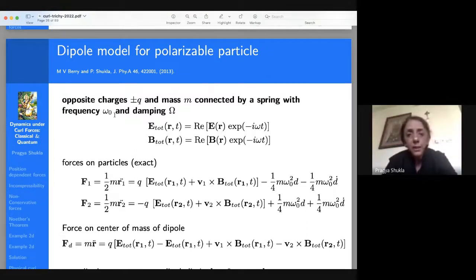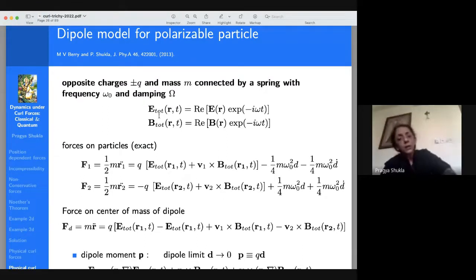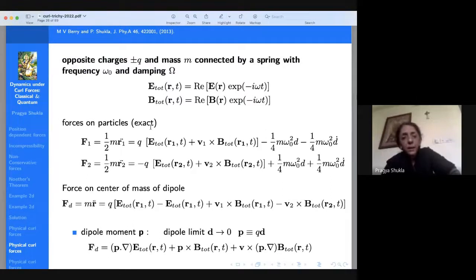So opposite charges, plus minus q, mass m, connected by a spring with frequency omega 0 and damping due to radiation. The total electric field acting on these two charges is of this form: E_R cos omega t, B_R cos omega t. Forces on the particle are exact. M is the mass, R1 is the position, R1 double dot is the acceleration of that. So F1 in Newtonian physics is given like this.